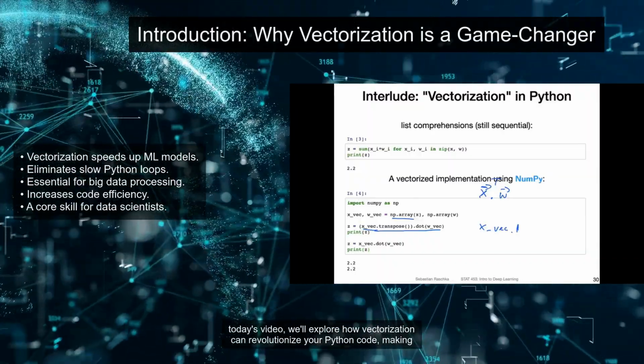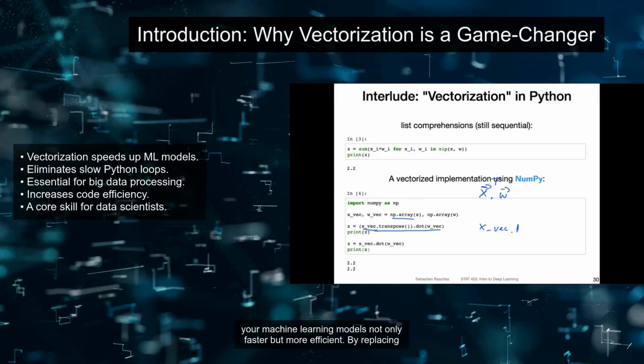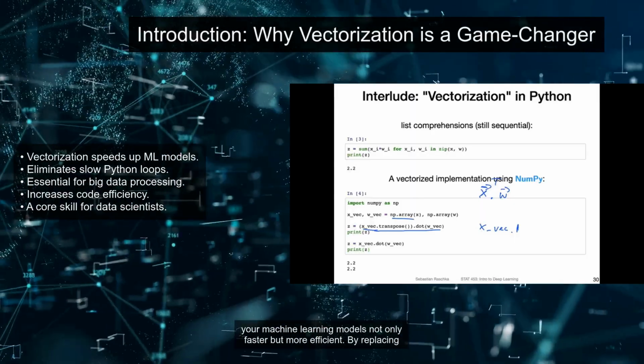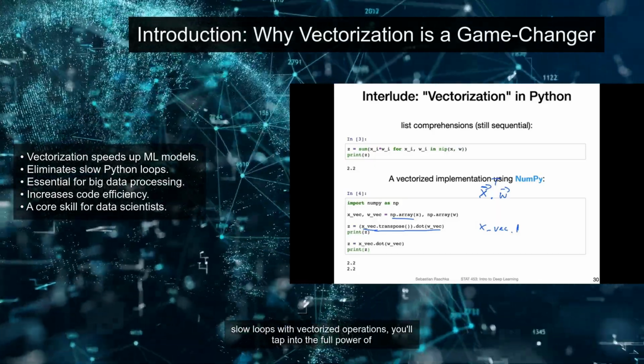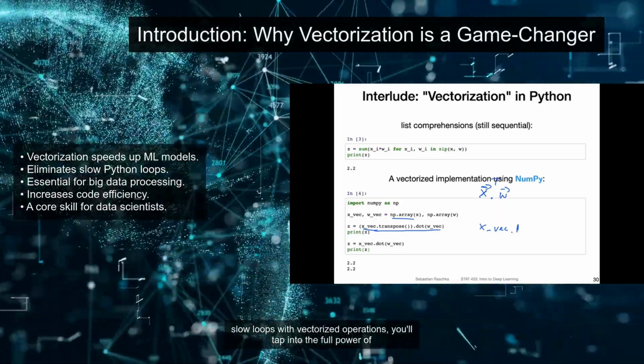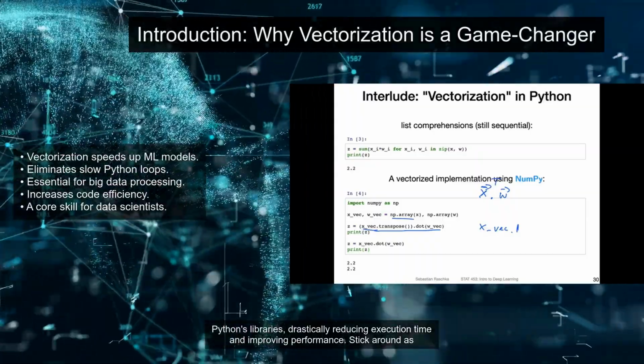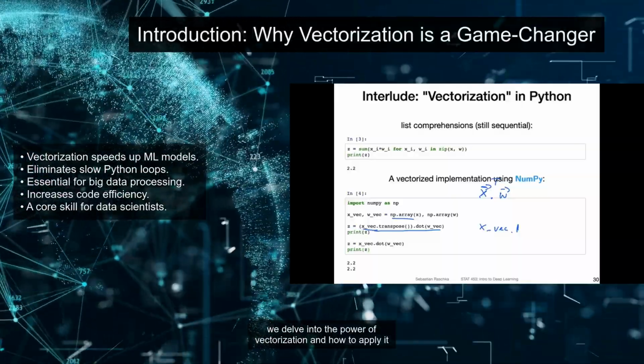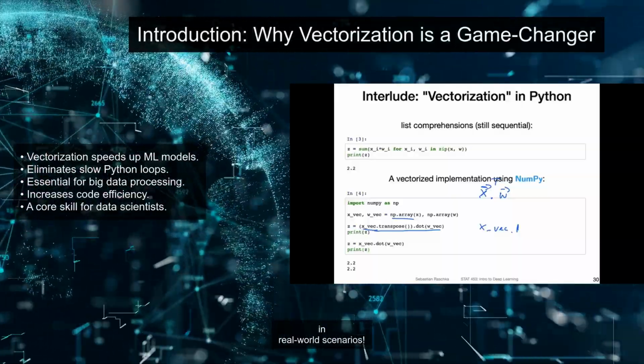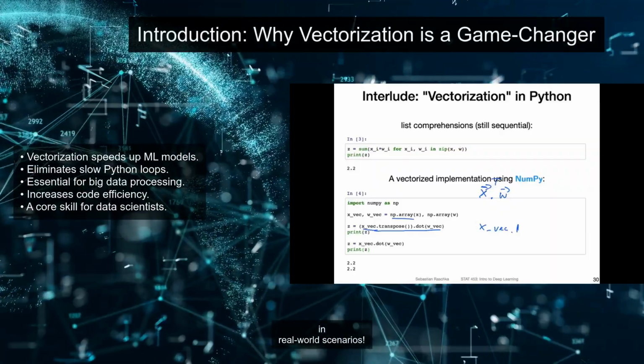In today's video, we'll explore how vectorization can revolutionize your Python code, making your machine learning models not only faster but more efficient. By replacing slow loops with vectorized operations, you'll tap into the full power of Python's libraries, drastically reducing execution time and improving performance. Stick around as we delve into the power of vectorization and how to apply it in real-world scenarios.